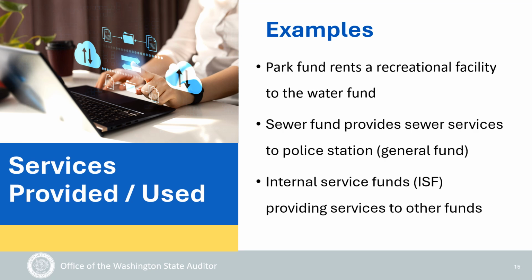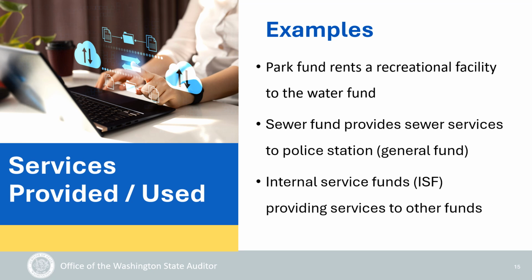Here are some examples. First one is the park fund renting a recreational facility to the water department. So the park department has some covered shelters at the local park that are available for rent to the public. Renting out covered shelters is a normal part of the park department operations. The water fund is going to hold their summer staff meeting outdoors at the city park, so they need to reserve a shelter. The water department needs to pay the park department the rental fee. The water fund is going to record that as an expense, and the park fund records a revenue.